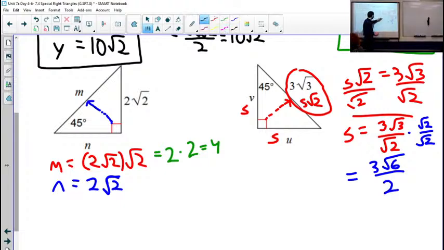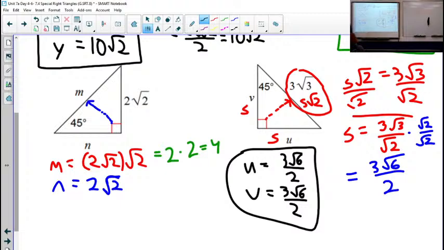So, since u and v both match up with s and have to match that, u is going to be 3 root 6 over 2. And v is going to be 3 root 6 over 2. And that's our final answer. So those are our 45, 45, 90 patterns. I don't want to spend too long on that today because we talked in detail about the 45, 45, 90 patterns yesterday. I want to focus on 30, 60, 90 today.